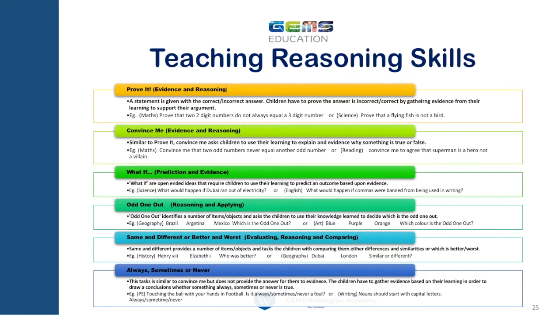Odd one out is a really great one to allow children to start to develop and think deeper about various topics. So you could pick 3 countries if you were looking at geography: Brazil, Argentina, Mexico. Which one is the odd one out? There isn't necessarily a right or wrong answer. It's about getting the children to start to reason and think deeper about a certain topic.